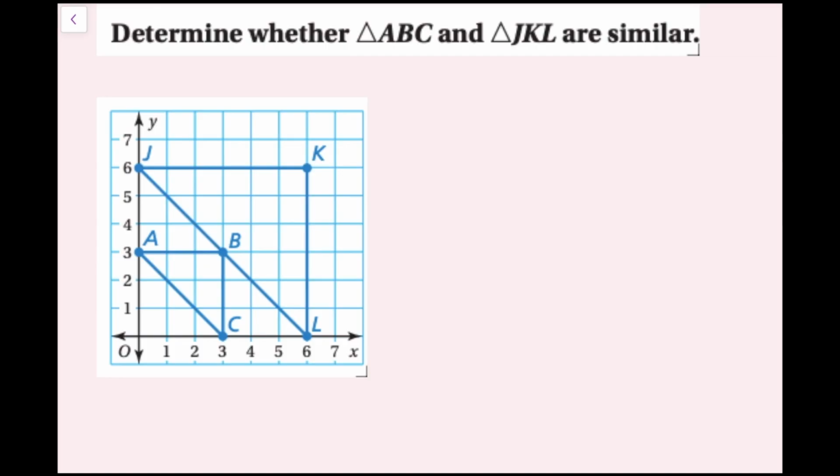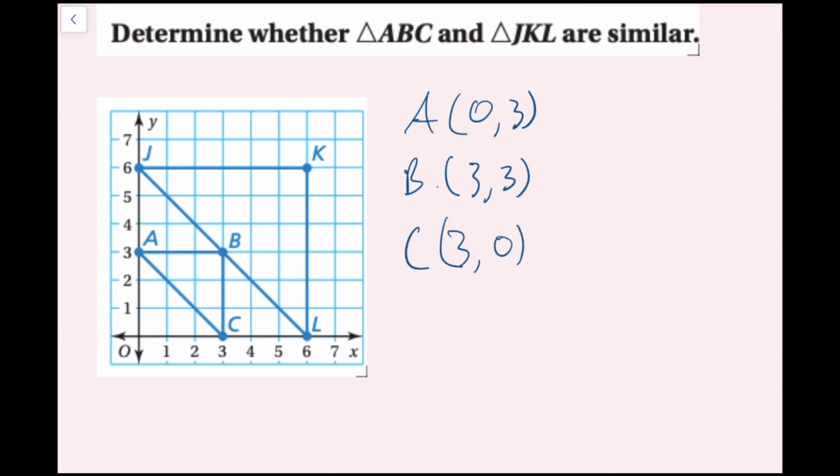For example 1, we're going to determine whether triangle ABC and triangle JKL are similar. Well, if you notice, this looks a whole lot like a dilation is happening here. So let's just check that, okay? Well, A is the ordered pair 0, 3. B is 3, 3. And C is 3, 0.